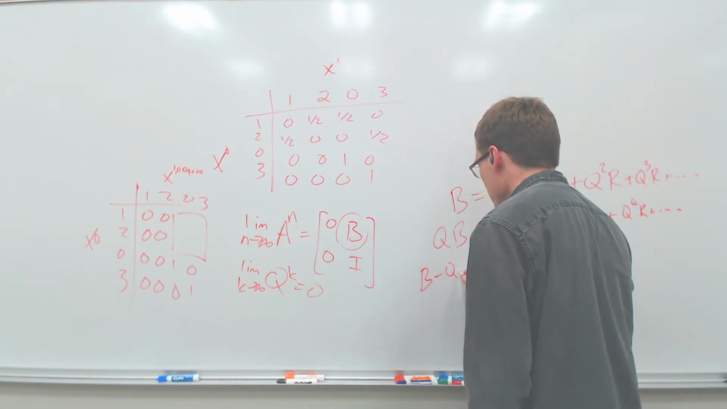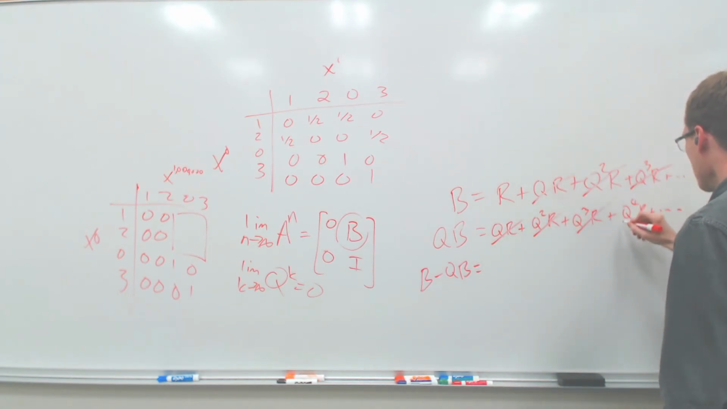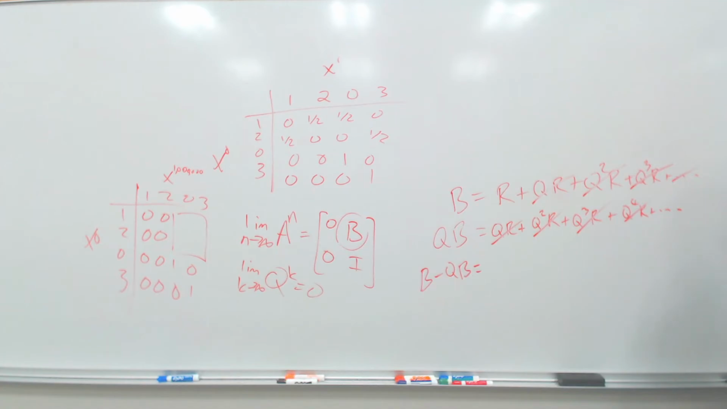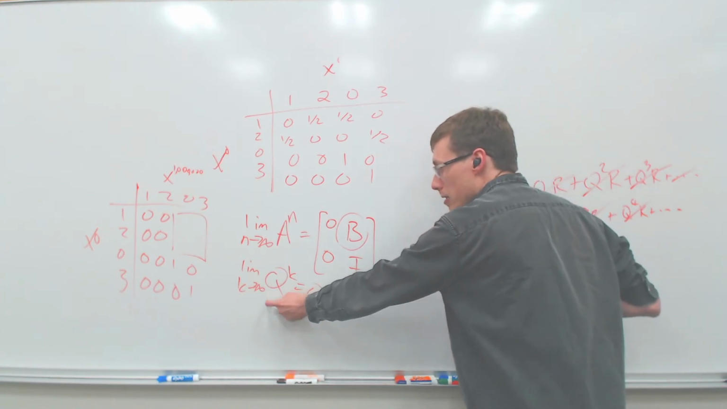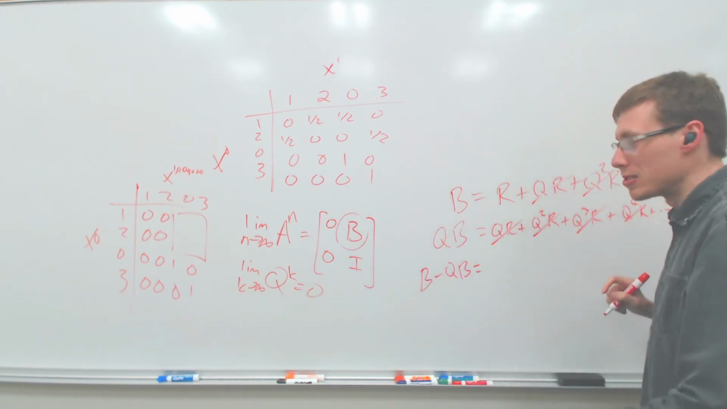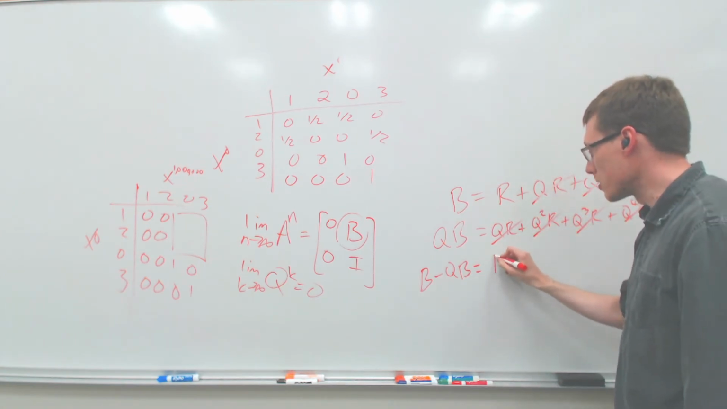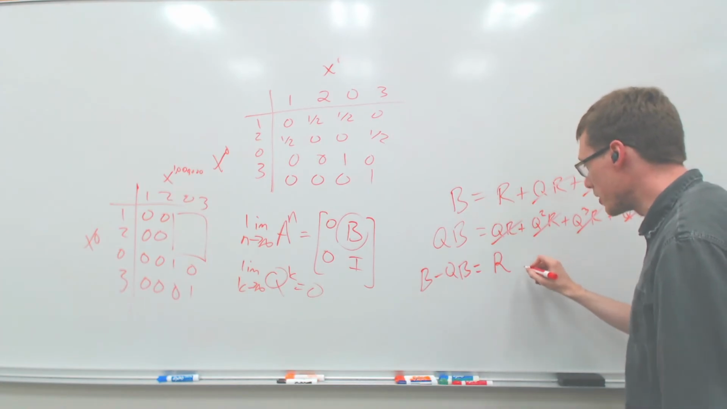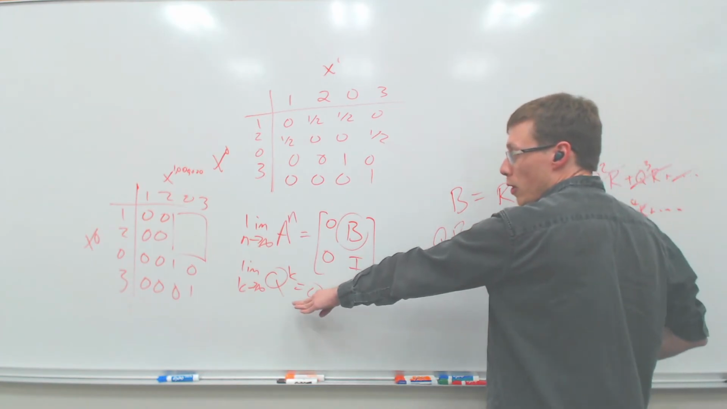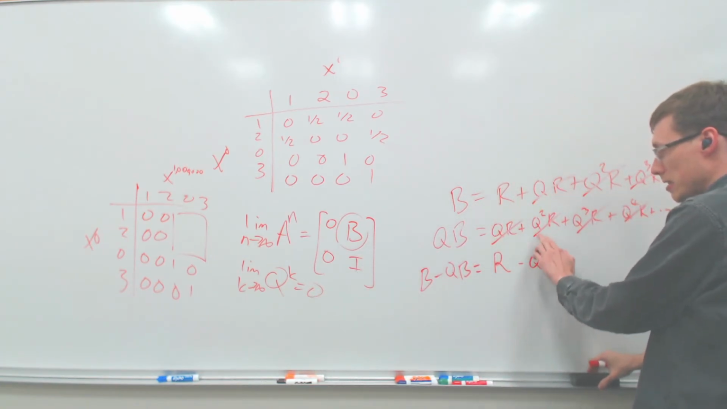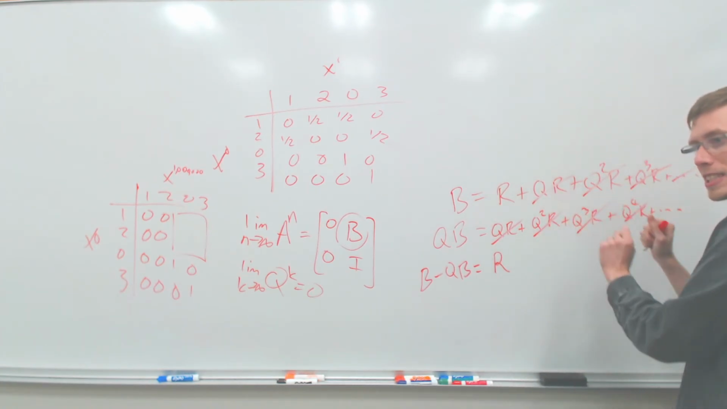What's B minus QB? Well, these cancel, these cancel, these cancel, those cancel, and they all cancel, except at the end you're going to have some Q to the infinity R, but Q to the infinity R, the limit there, is going to zero. So that extra term is zero. So all the infinite sums cancel out, and all you're left with is the R, right? In theory here, you would have a minus Q to the N times R, but because Q to the N, as we go off towards infinity, is zero, you get this zero times R, and that just doesn't matter. It's getting infinitesimally small.